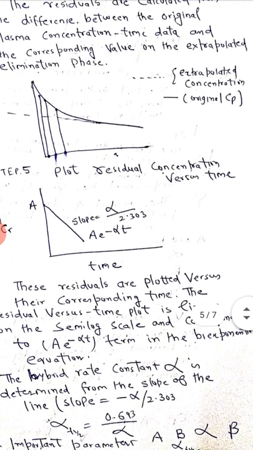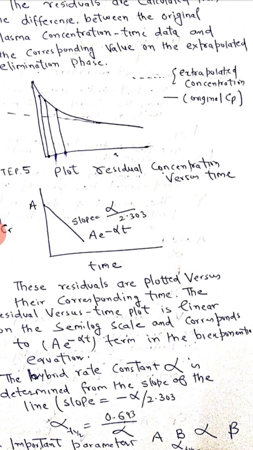So in step 5, we are going to plot the residual concentration versus time. After subtracting the extrapolated concentration from the original concentration, you have the residual concentrations. Now you have to plot the data. Again, you use the semi-log plot. On the x-axis you take the time data, and on the y-axis you take the residual concentrations, which you obtained after subtracting the extrapolated concentration from the original concentration.